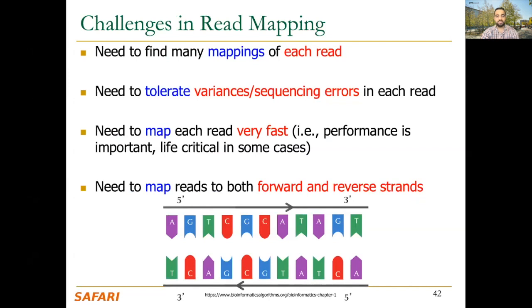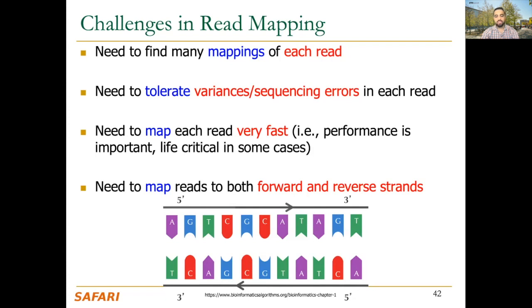Now, what are the challenges in read mapping? You need to find many mappings of each read because you don't know the exact location of every read. So you need to find all possible locations, and then you use some metrics to weigh some locations over the others. Either you can use similarity metrics or the number of seed matches for some locations, or some other heuristics. We also really need to tolerate variations or sequencing errors. That's why we cannot use Hamming distance, for example, most of the time.